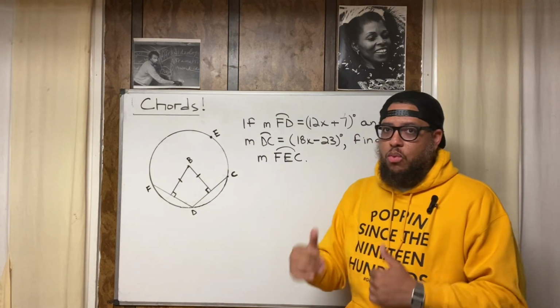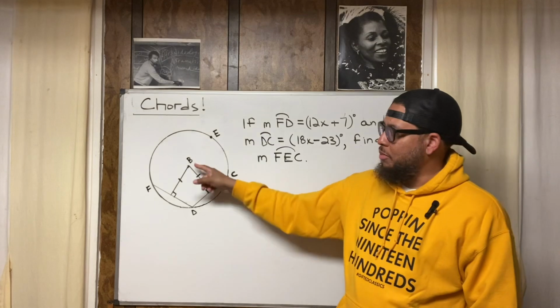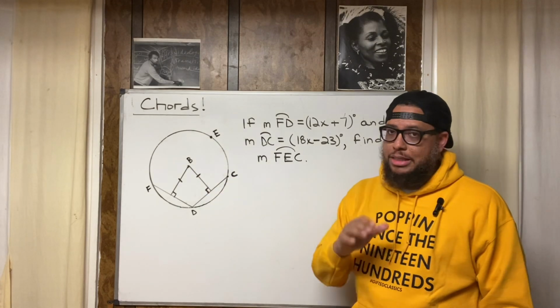They're just as far away from the same point, right? If two chords are equidistant from the center of a circle, that means those chords are congruent. I'm going to say it again.